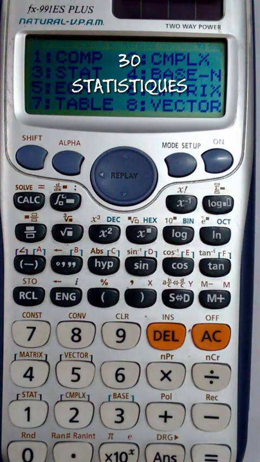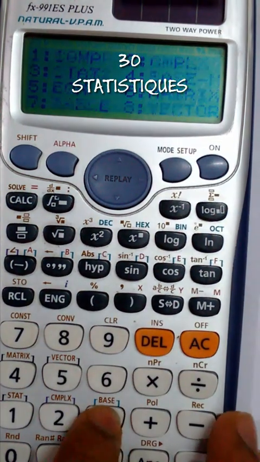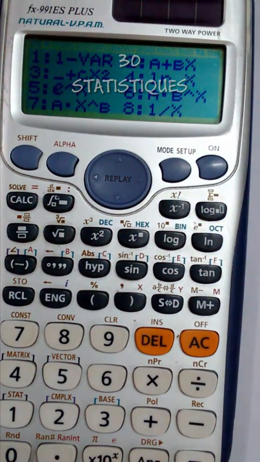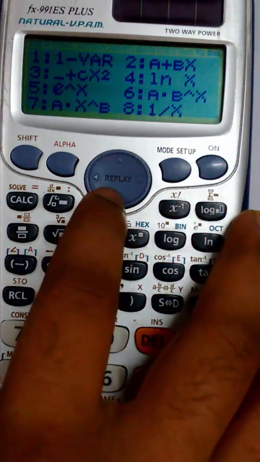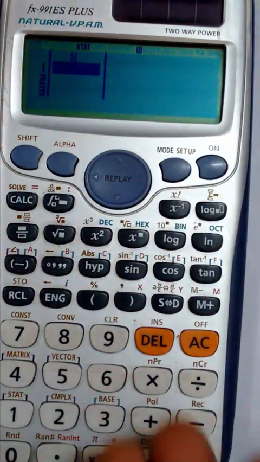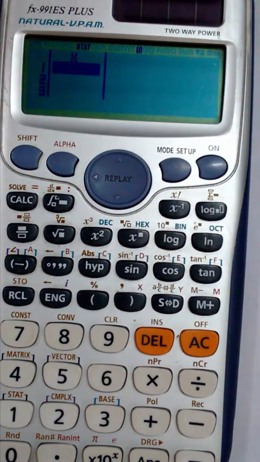And the last one is the statistical mode. For the statistical mode, many options are there. If you have to use variance, then the unbiased form, many forms are there, and you have to use the proper selection and solve your problem. In this way you can use this calculator for your calculation.